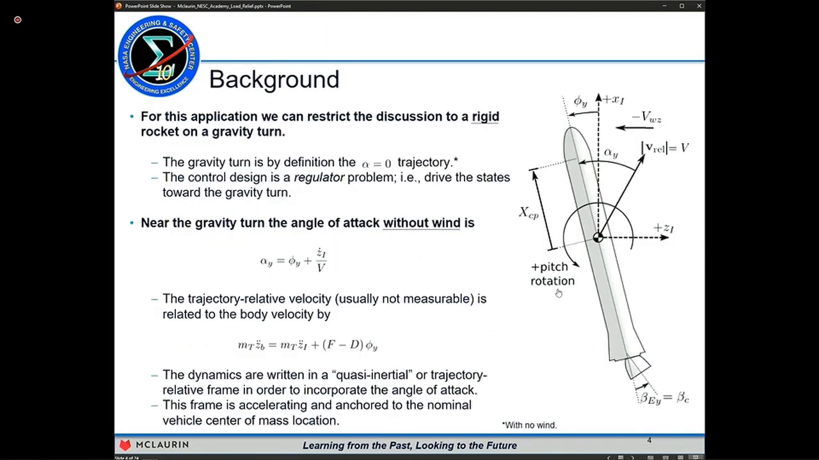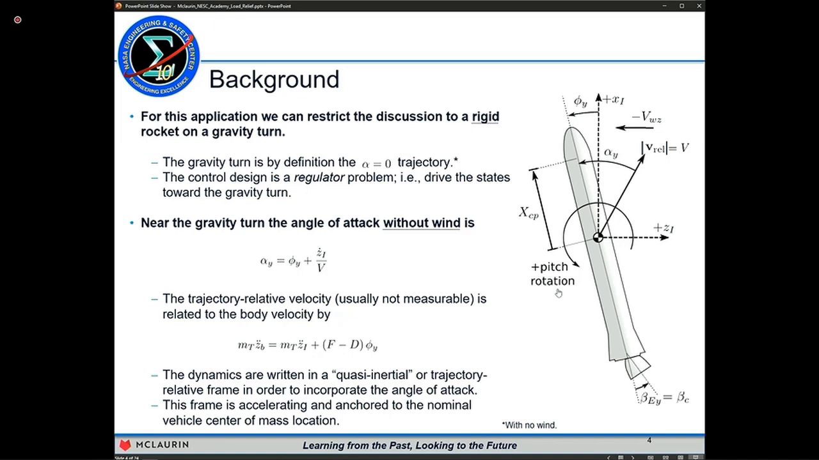So we'll briefly talk about the dynamics of the vehicle here at a high level. We'll talk about the rigid body vehicle. For this application, we're going to restrict the discussion not just to rigid vehicles, but rigid rockets on a gravity turn. The gravity turn assumption is a core assumption for most launch vehicle flight dynamics models, where the vehicle is not spinning, angular rates are small, and gravity turn by definition is the alpha equals 0 trajectory.